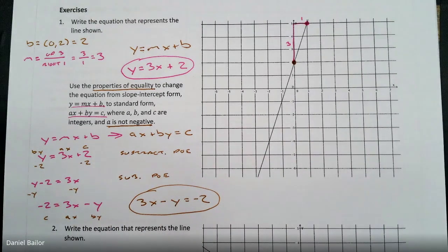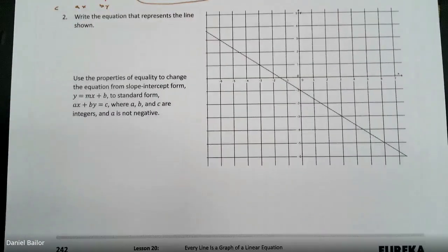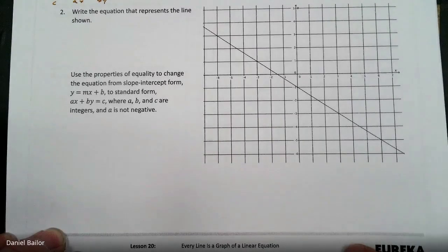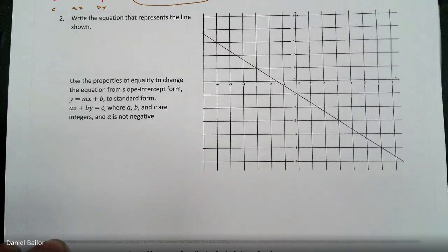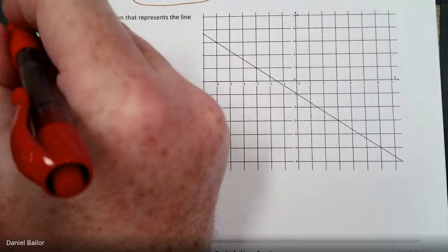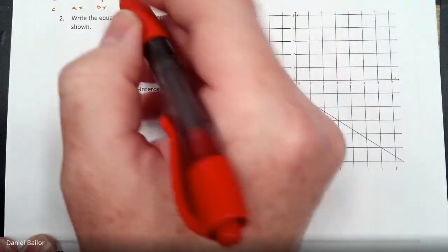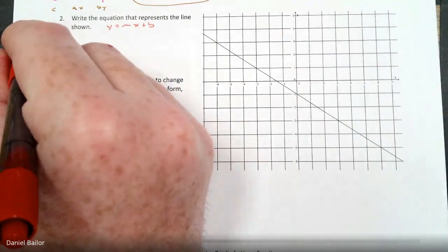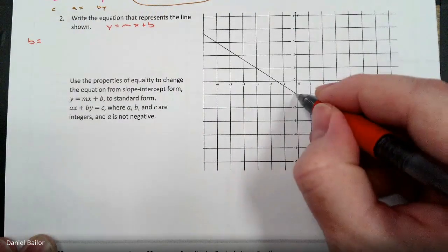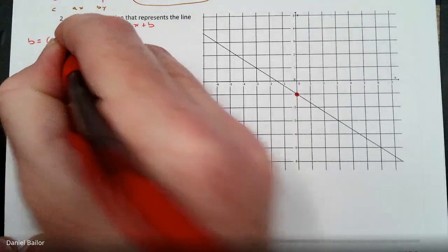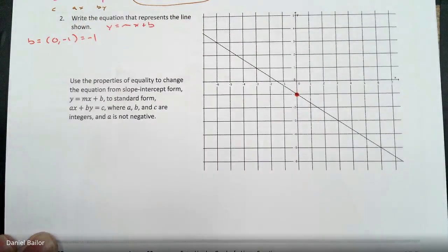Let me do another example for you. Let's do exercise 2 together, and then I might want you to try exercise 3 on your own, but we'll see. So same instructions, write the equation that represents the line shown. So step 1, just like before, find b. This time we want the equation y equals mx plus b. So we find b. This time it crosses right here, which is 0, and y is negative 1, which means b is negative 1.